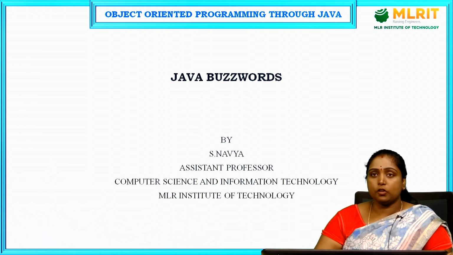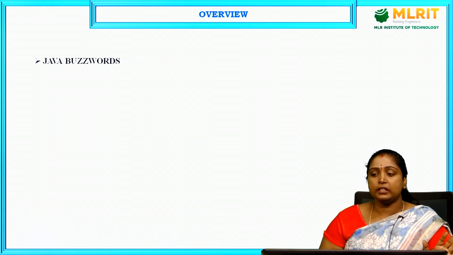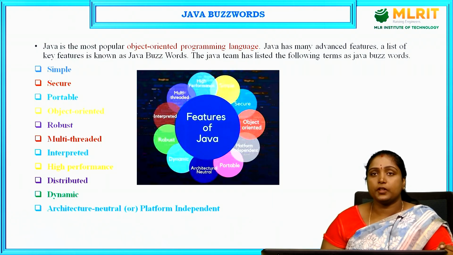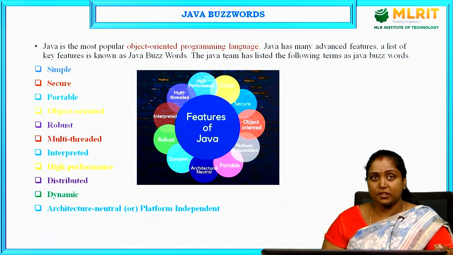So in the last session, we have seen the history of Java and a review of object-oriented concepts. Now in today's session, we are going to discuss Java buzzwords. I need to cover only the Java buzzwords in today's class. We already know, from the last session, that Java is an object-oriented programming language.